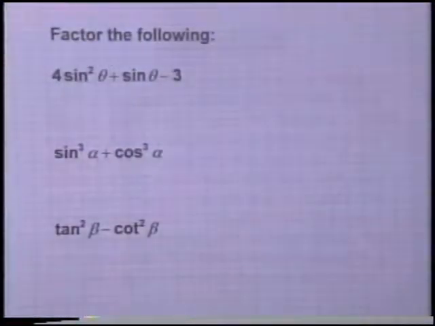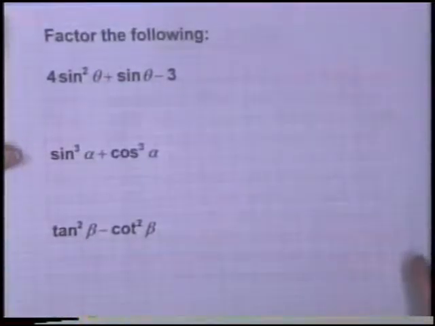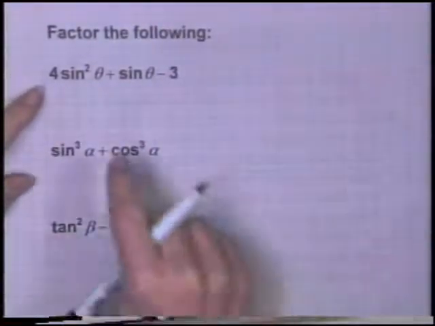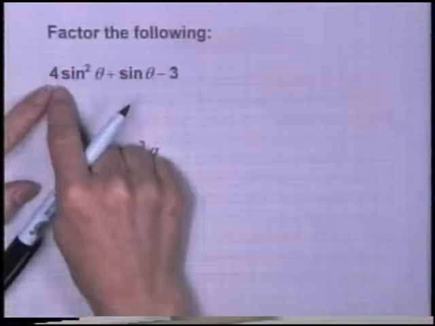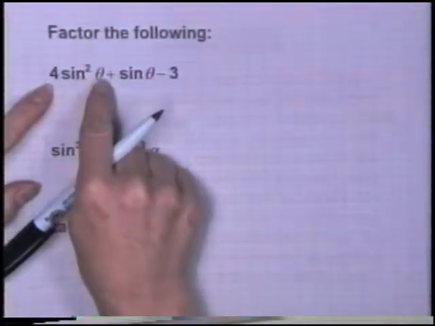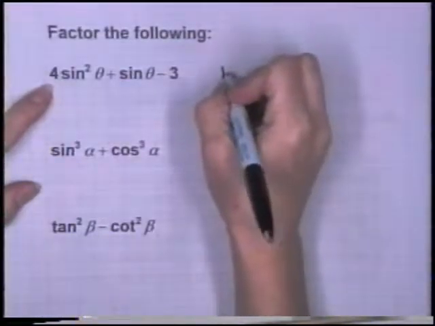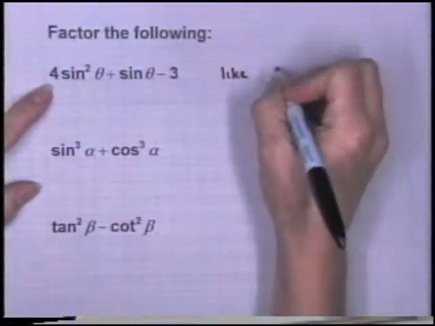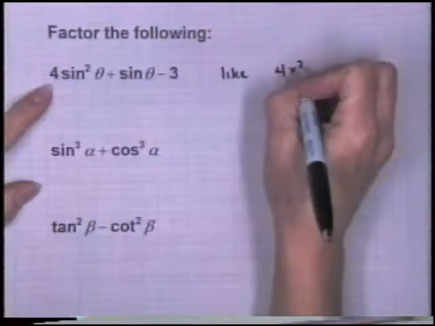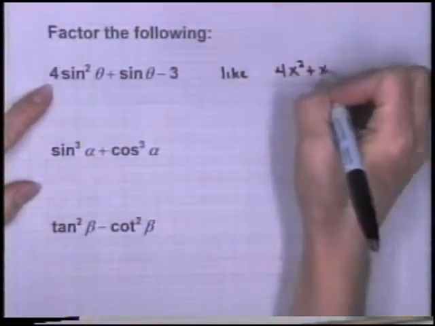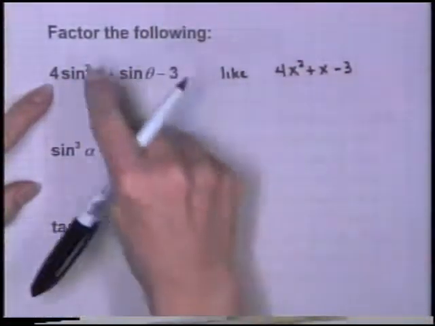I have one other little practice problem here before we get into verifying the identities. This says to factor. And you'll notice these are not equations or anything. We're just asked to factor. So again, think back to algebra. 4 sine squared theta plus sine theta minus 3. This is exactly like having a problem like 4x squared plus x minus 3.